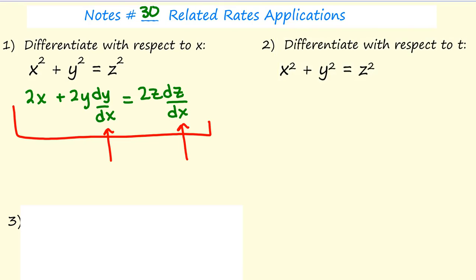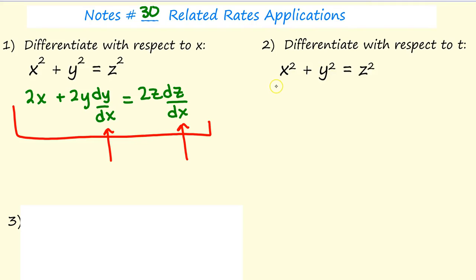Number 2 looks very similar to number 1, except it says differentiate with respect to t. Okay, in most of the problems that we're about to do, your rates have to do with time. Miles per hour, centimeters per minute, things like that. And so time is going to be our variable, and usually we use t for that. So let's assume that x, y, and z are all functions of t, and we're going to use implicit differentiation.